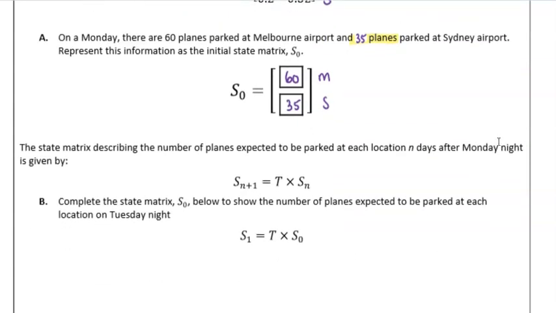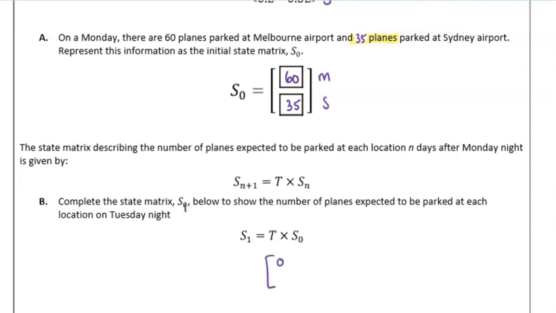The state matrix describing the number of planes expected to be parked at each location after n days after midnight, Monday night is given as Sn plus 1 equals T times Sn. So very familiar in terms of that recurrence relation notation. Complete the state matrix S0 below to show the number of planes expected to be parked at each location on Tuesday night. I think that's actually meant to be S1 there. And so we're asked to find S1 by doing our transition matrix.